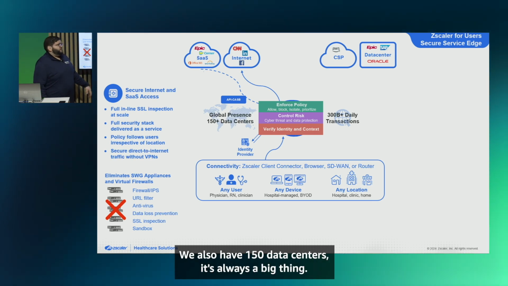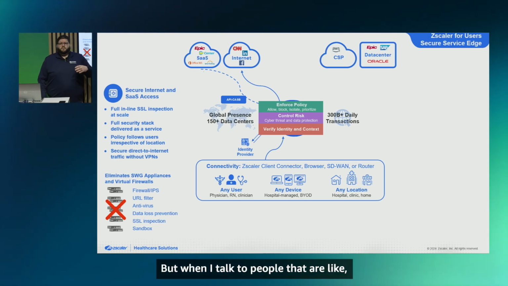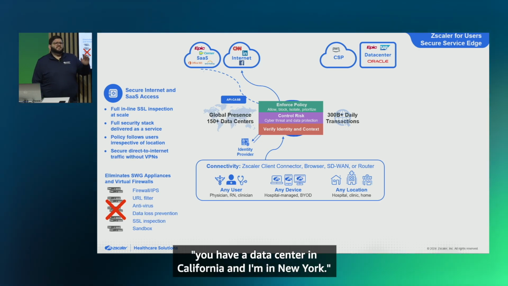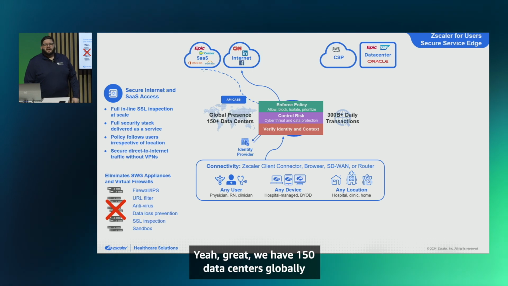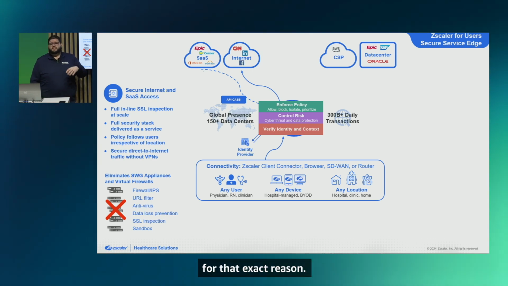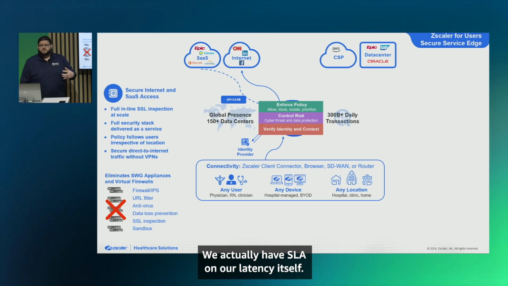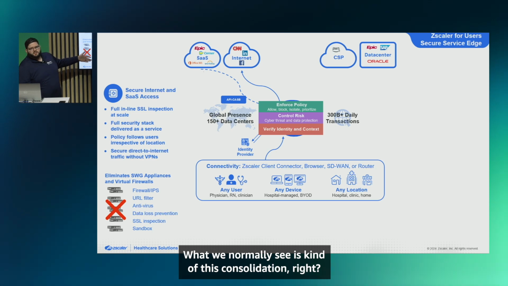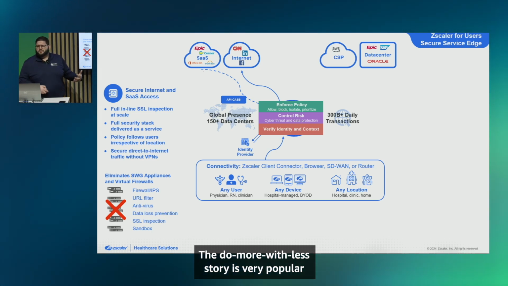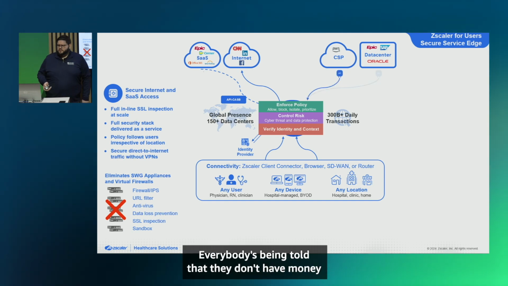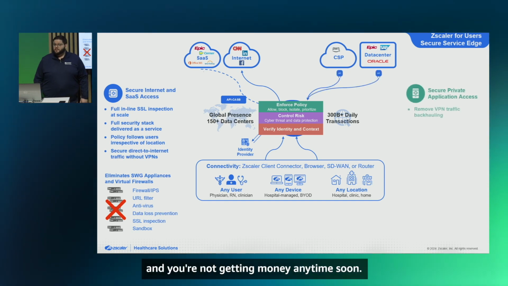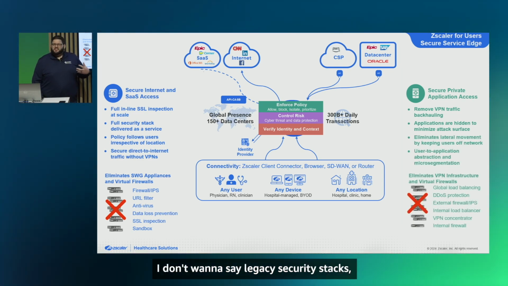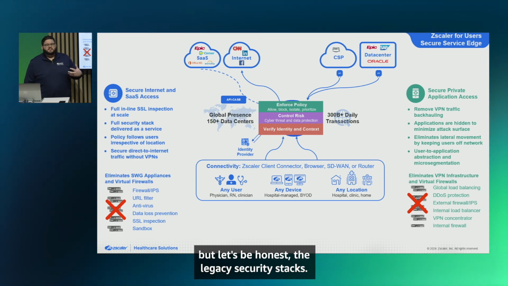location. We also have 150 data centers. It's always a big thing when I talk to people that are like, hey, man, proxies are really slow though, right? I have to send my data to you. You have a data center in California and I'm in New York. Yeah, great. We have 150 data centers globally for that exact reason. We actually have an SLA on our latency itself. So that's ZIA. What we normally see is this consolidation, right? The do more with less story is very popular in healthcare. Everybody's being told that they don't have money and you're not getting money anytime soon. So why don't we save you money by eliminating some of the more, I won't say legacy security stacks, but let's be honest, the legacy security stacks.